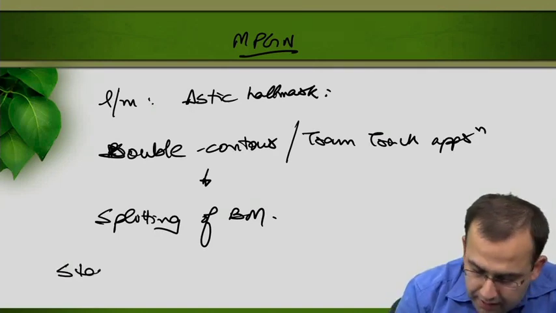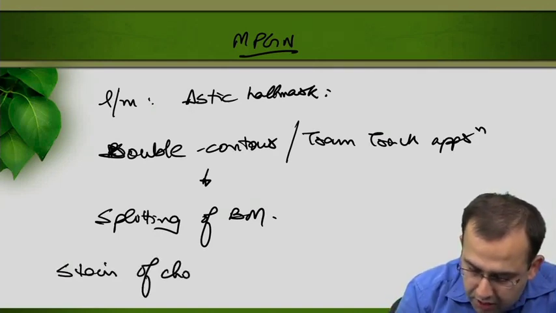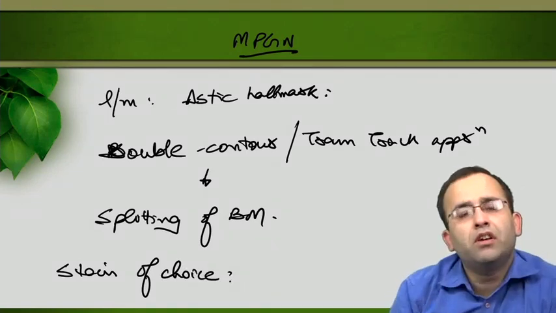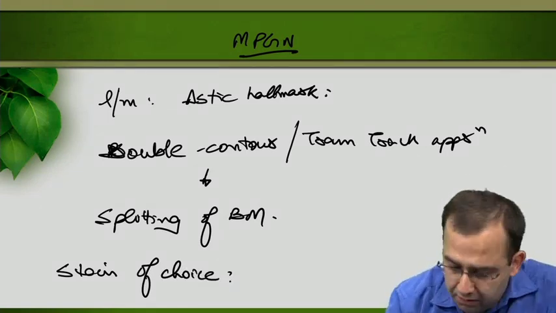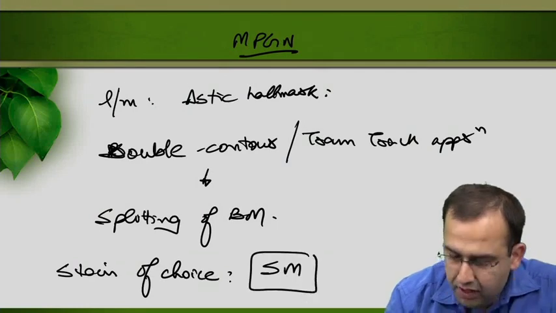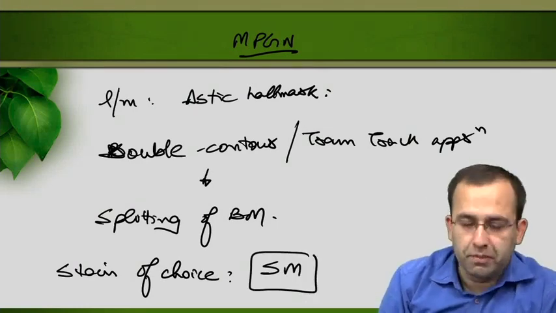What is the stain of choice for MPGN? Which stain is most specific for basement membrane? Silver methenamine. So the stain of choice for MPGN is silver methenamine.